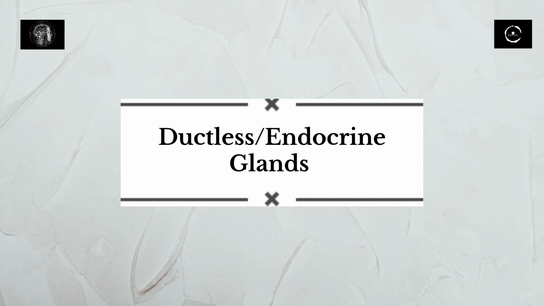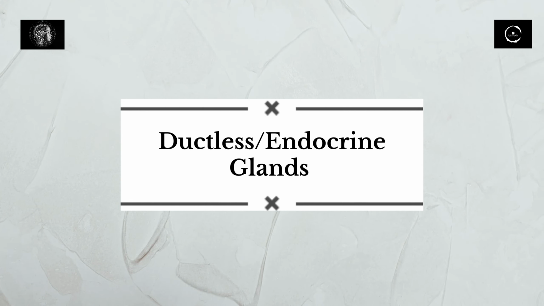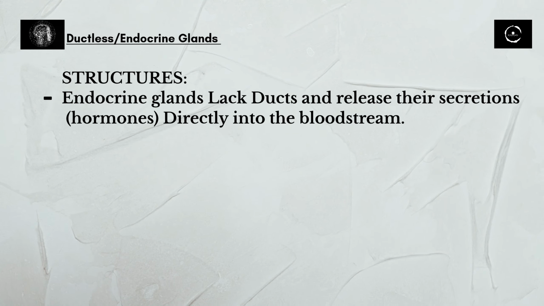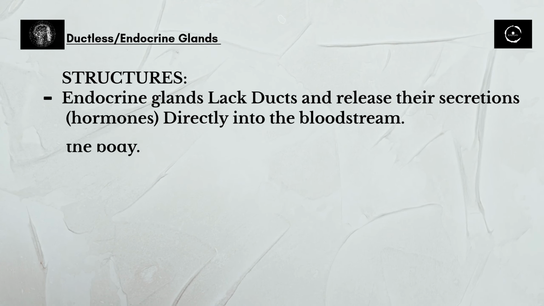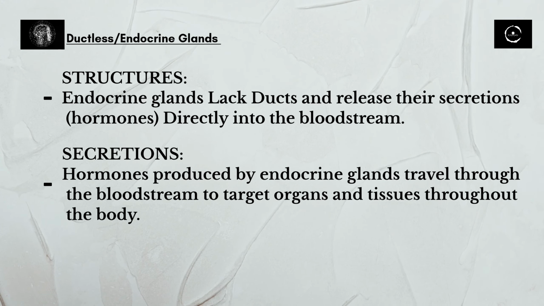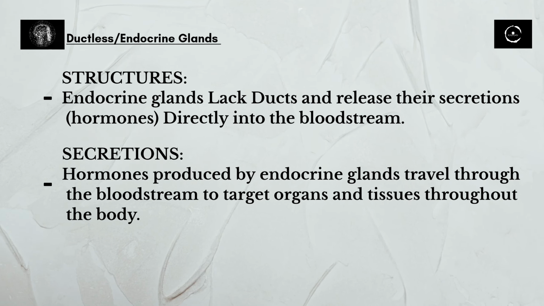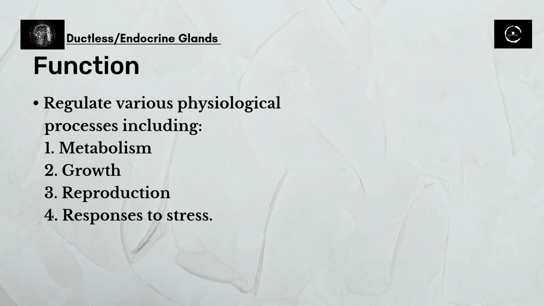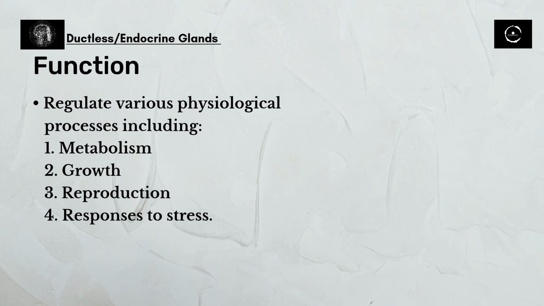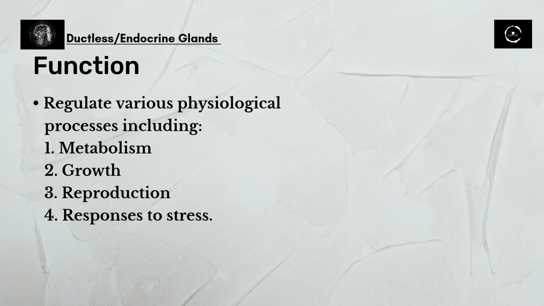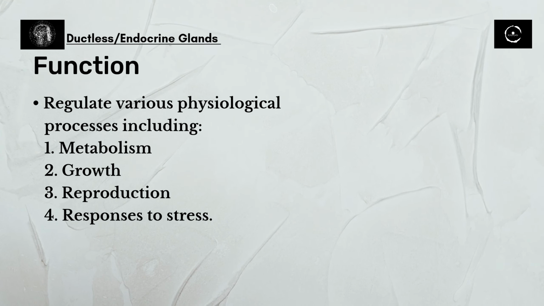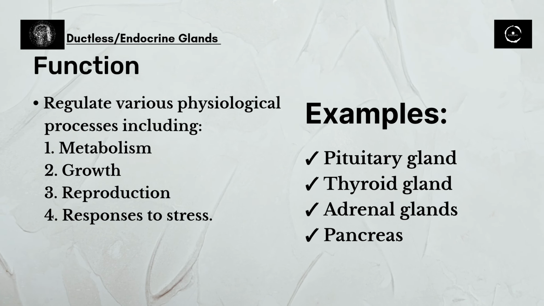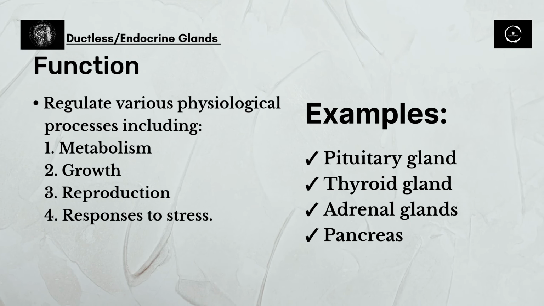Now let's talk about ductless or endocrine glands. Endocrine glands lack ducts and release their secretions directly into the bloodstream. Hormones produced by endocrine glands travel through the bloodstream to target organs and tissues throughout the body. Endocrine glands regulate various physiological processes, including metabolism, growth, reproduction, and responses to stress. The pituitary gland, thyroid gland, adrenal glands, and pancreas are examples of endocrine glands.